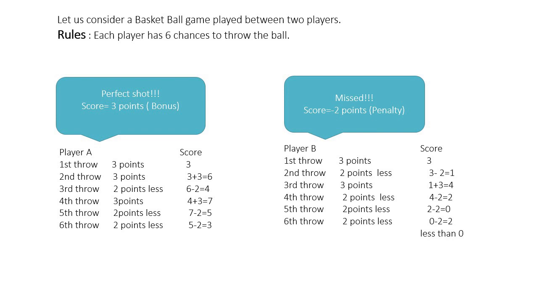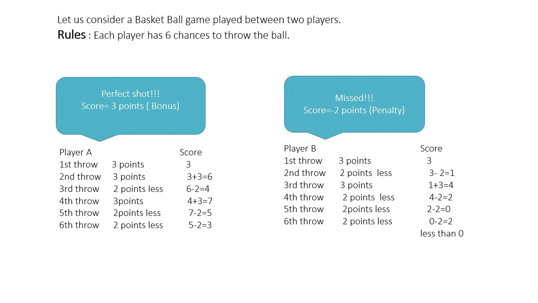Let's see the score of player B. In first throw, he hits the ball and scores 3. In second throw, he misses to hit the ball. So his score is 3 minus 2, that is 1. In third throw, he again hits the ball. So his score becomes 1 plus 3, 4. In fourth throw, he misses to hit the ball.